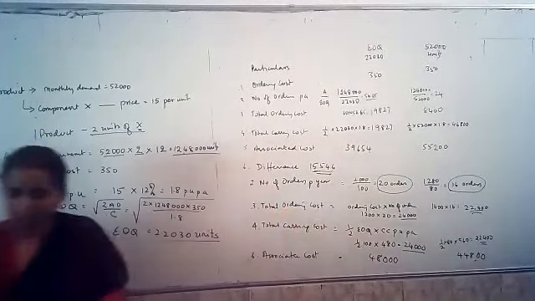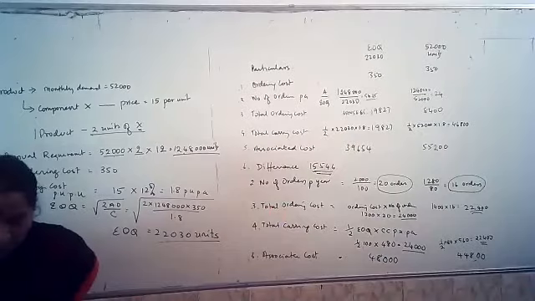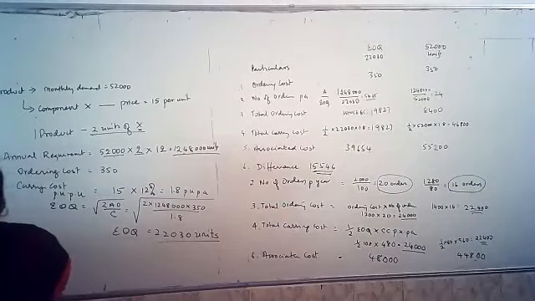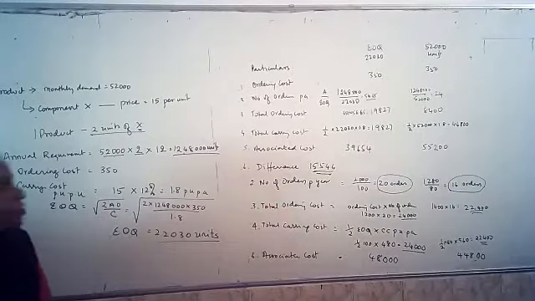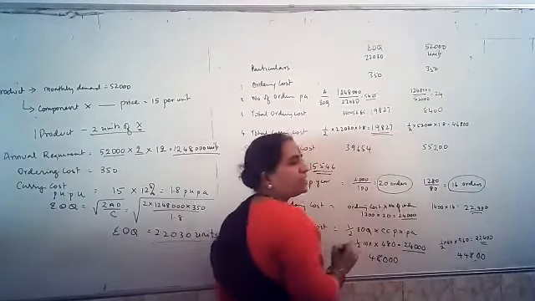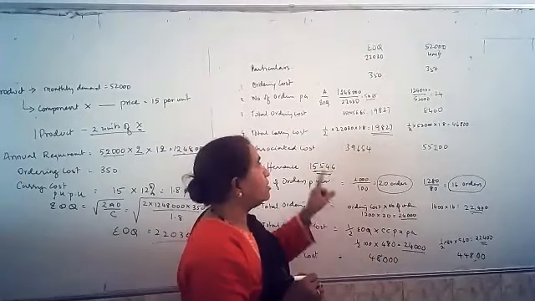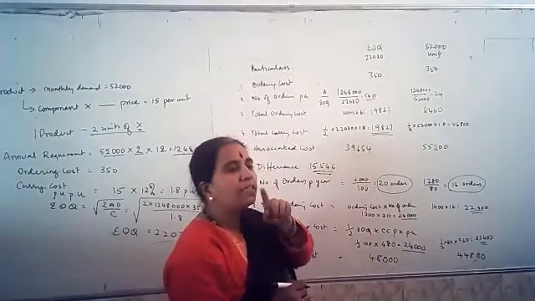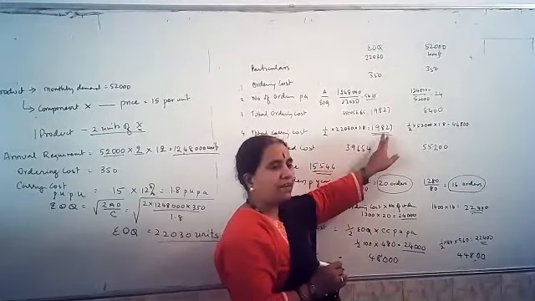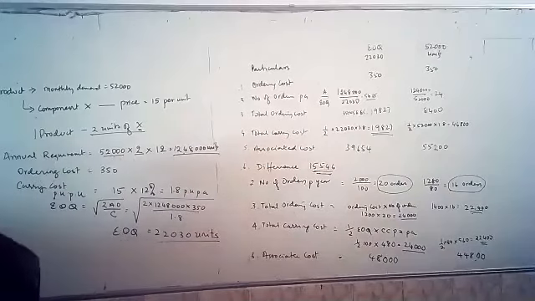So the question they have asked is, what is the minimum carrying cost the company has to incur? What is the minimum carrying cost it should incur? It should incur only 19,827. This is the minimum carrying cost it should incur. So the answer is the minimum carrying cost the company should incur is 19,827. However, it is spending more now.